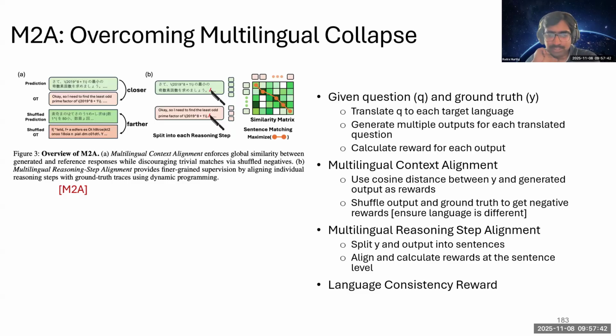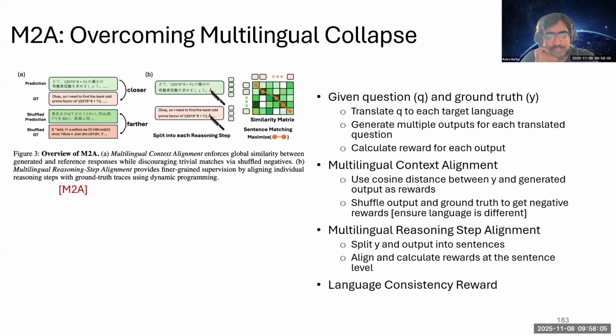In addition to this reward, they also introduced 3 additional rewards. One is the multilingual context alignment. In multilingual context alignment, they look at the English reasoning trace and the generated reasoning trace, and then they calculate the cosine similarity. And in order to calculate the cosine similarity, they use an embedding model.